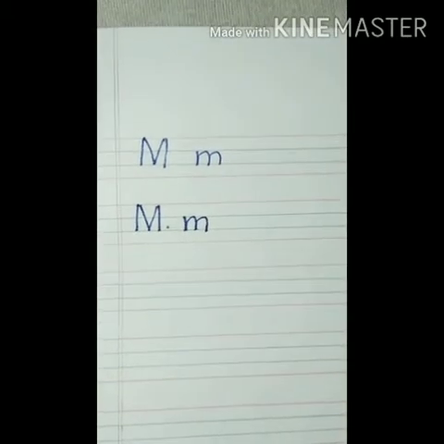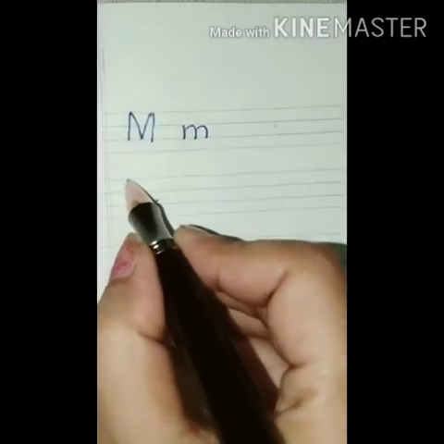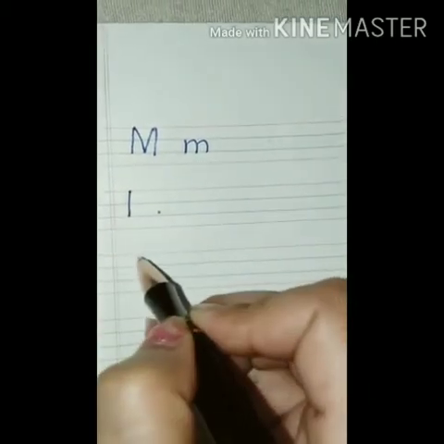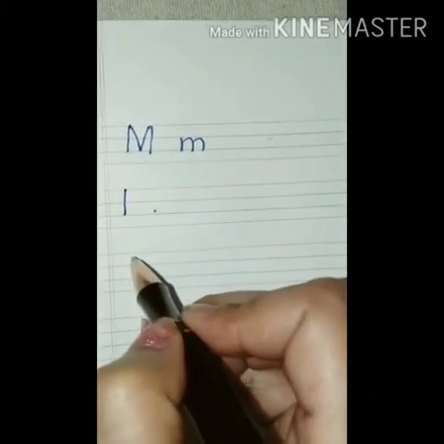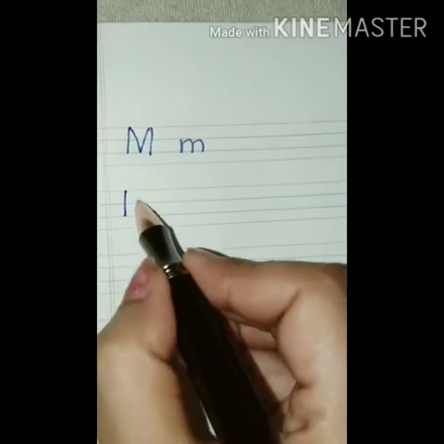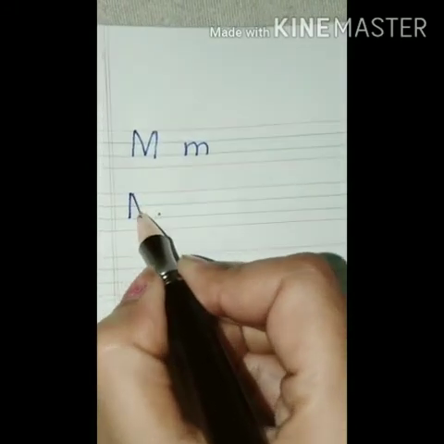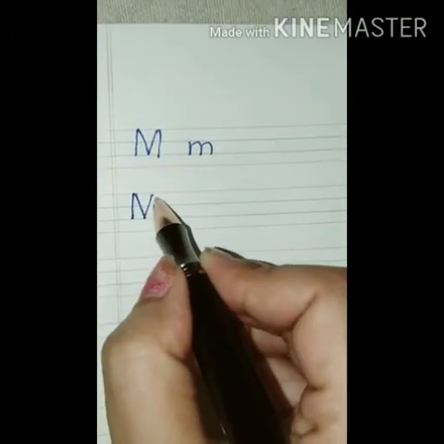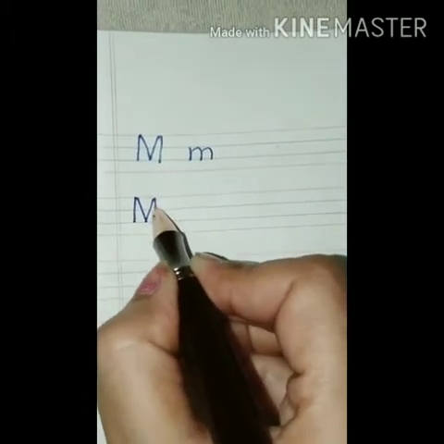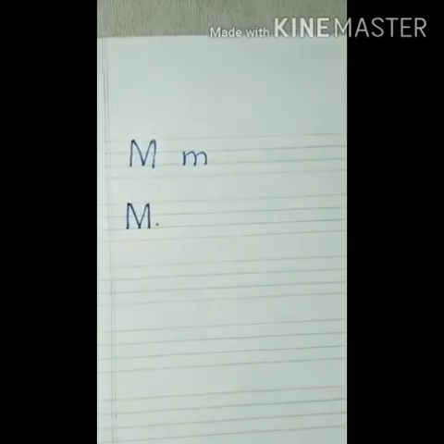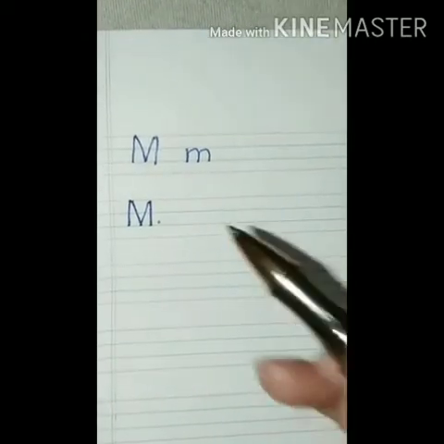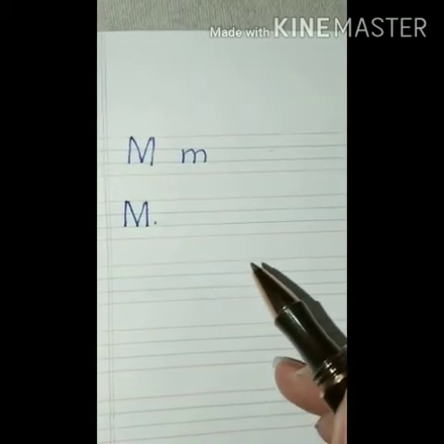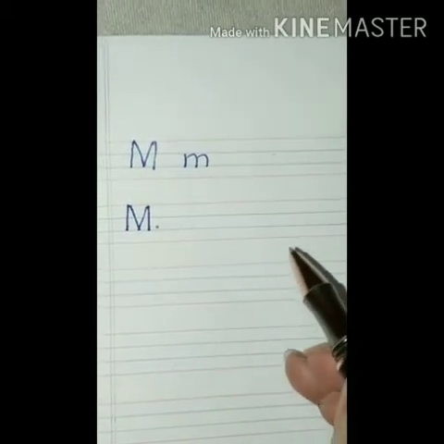We will draw a standing line. Then we will draw two slanting lines. Do like this. Now we will make one more standing line. This is capital M. Now we will make small m.